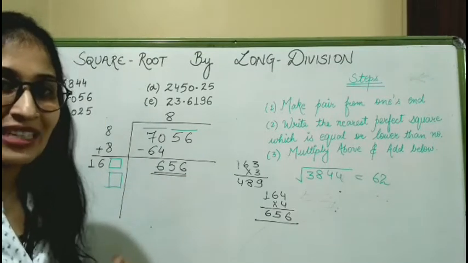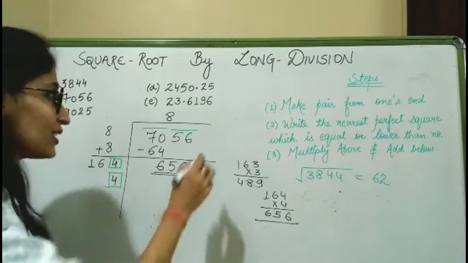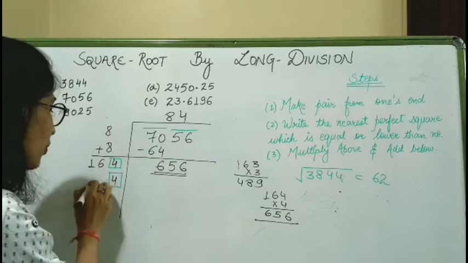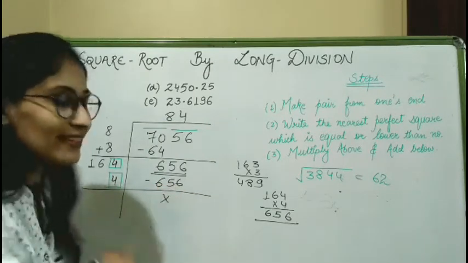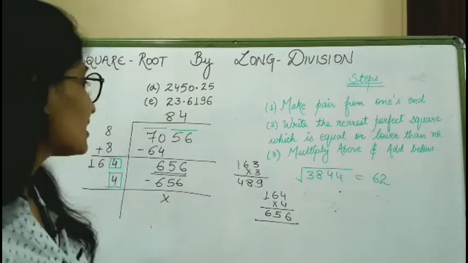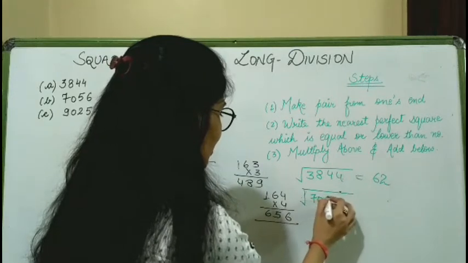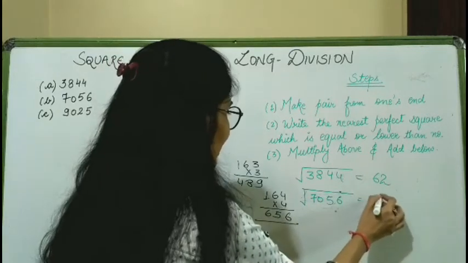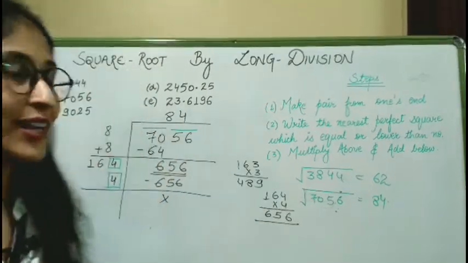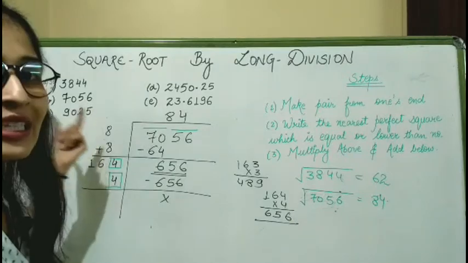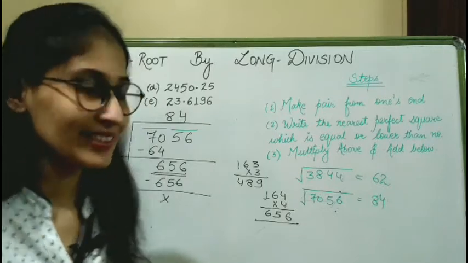Bingo, I got my number. So I am going to fill 4 here. At the same time, write the 4 at the top also. 164 multiplied by 4, 656. Remainder is 0. So my square root is 84. Under root of 7056 will be 84. Now please pause the video for a second and try to find the square root of 9025. Next, I am going to explain that.